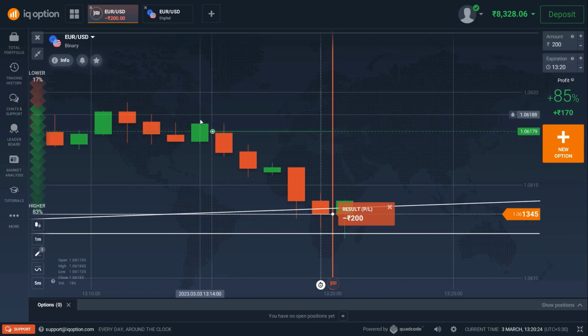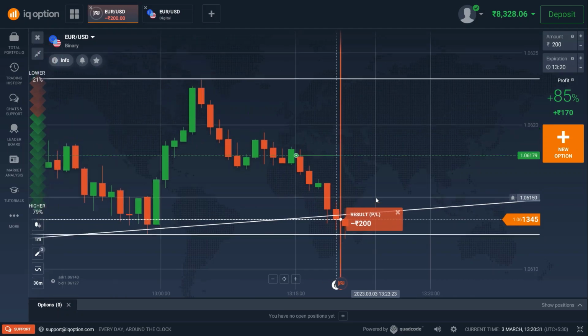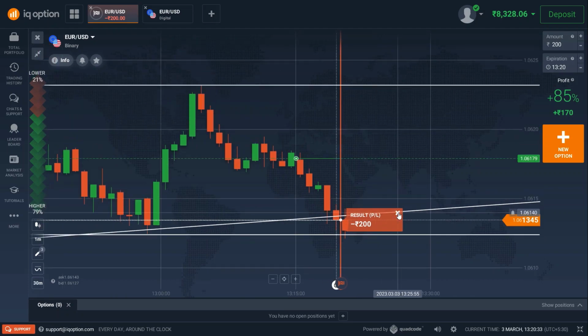We did not see any kind of strong movement from the buyers, and the sellers were dominant and they continued to push the market down in the downward direction. And as you can see, the trend structure has completely changed.